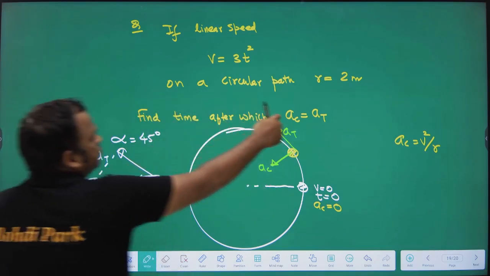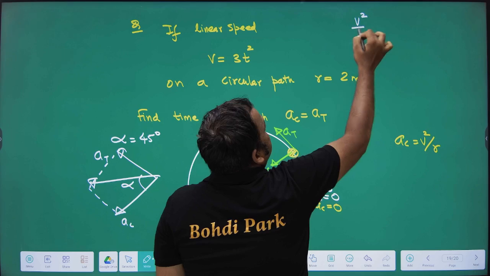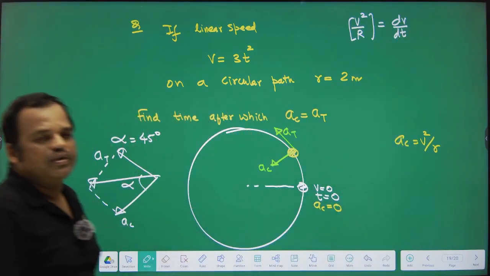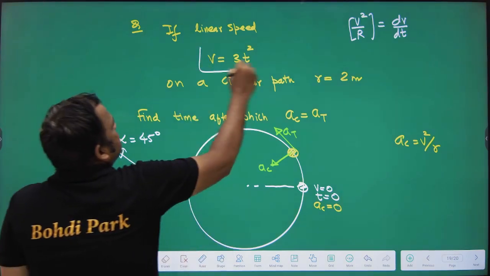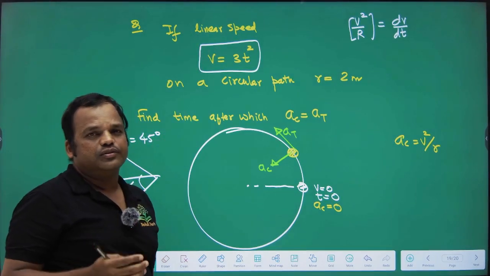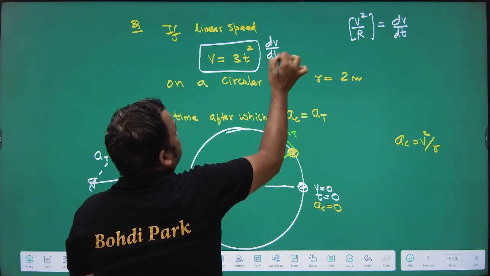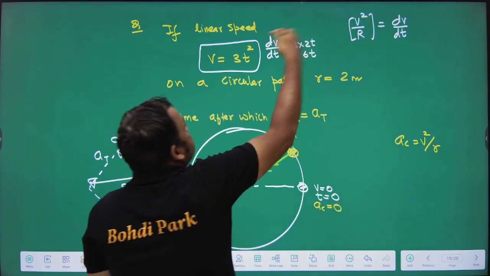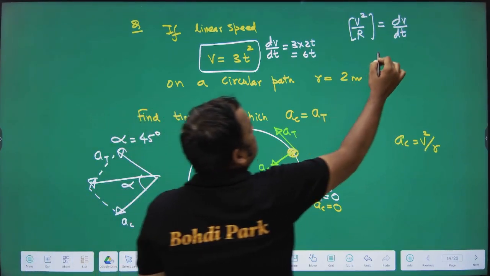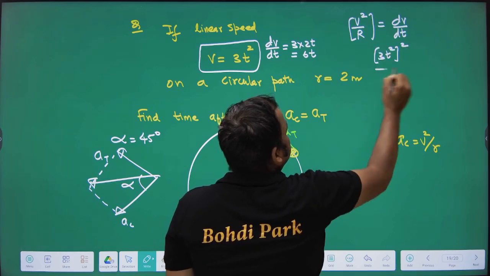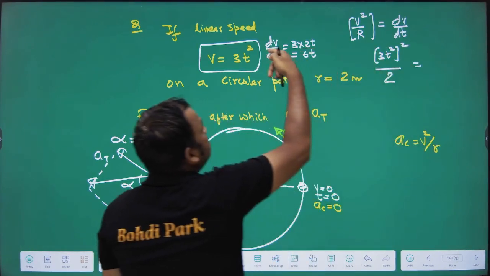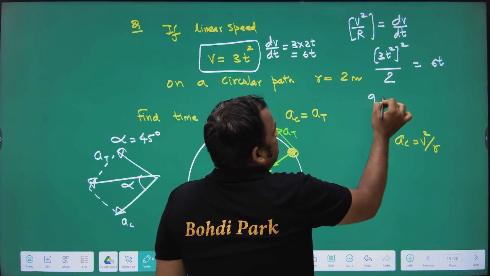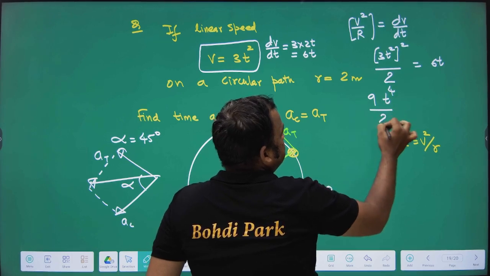So we will use the formula. For AC, we have the formula V square by R, and for AT, we have the formula dV by dt. So V square by R is equal to dV by dt. Now V is equal to 3t square, it is the given instantaneous speed. Differentiating it, we get dV by dt is equal to 3 into 2t, so that is 6t. And over here in V square, we substitute 3t square. So we get 3t square whole square divided by R, which is 2, is equal to dV by dt, which is 6t. Solving this, 3 square is 9, then t raised to 4 by 2 is equal to 6t.